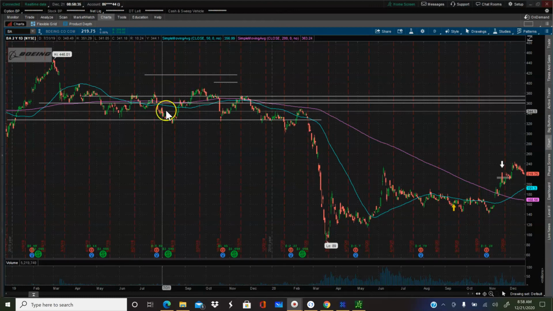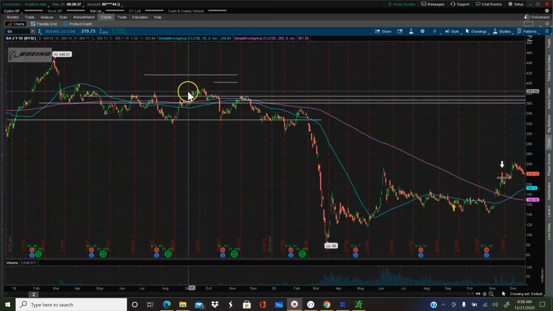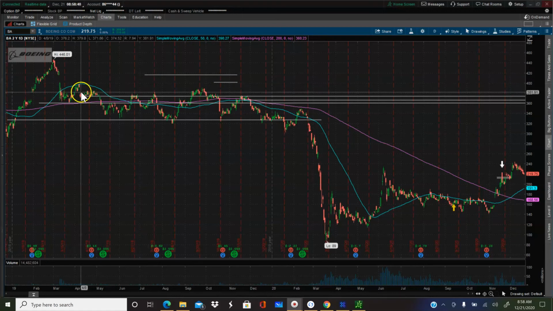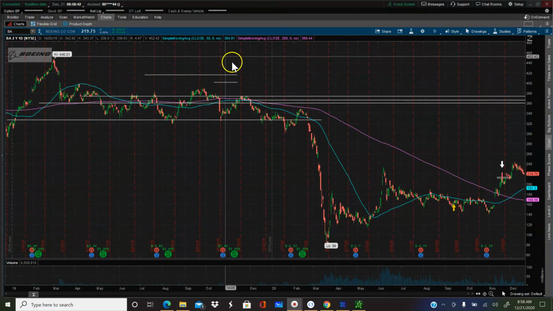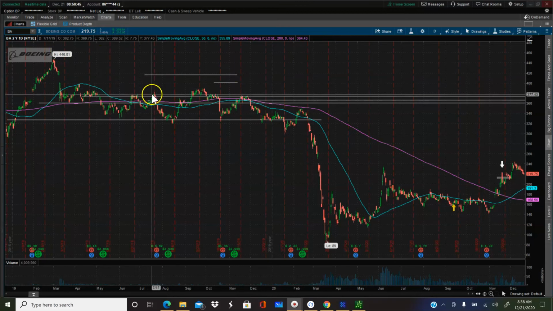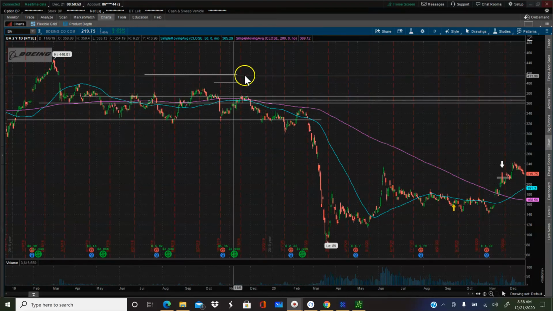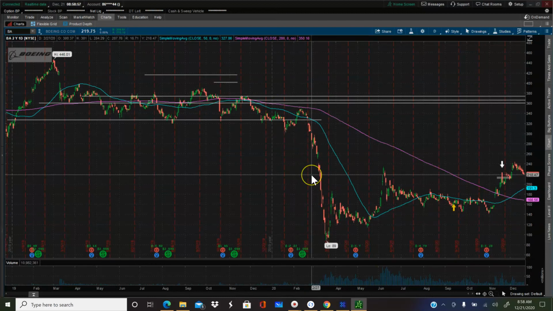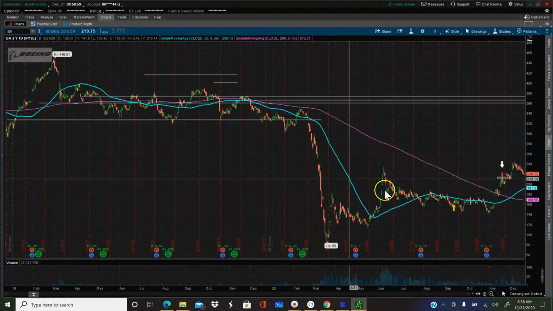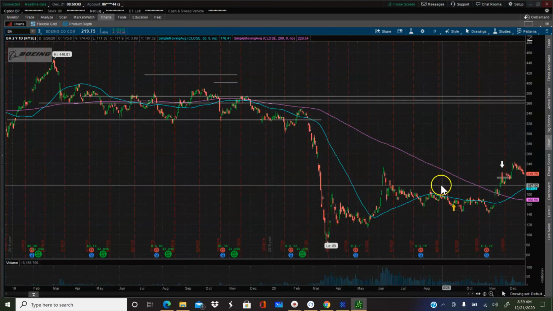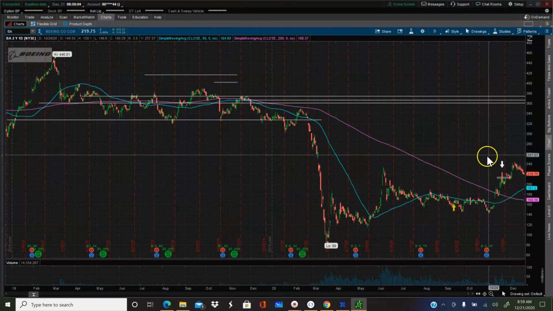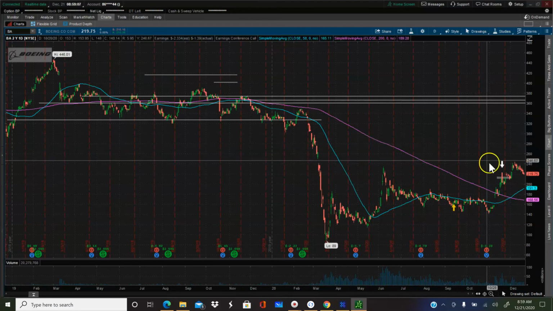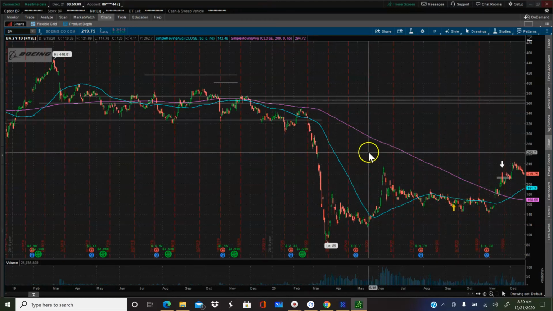Showing you on this Boeing chart, this is a daily chart. Right here we have the distribution phase. I already told you guys it's typically a long period of consolidation. And we know it's the distribution phase because after that we have the declining phase. And then right after this declining phase, it went right into another period of consolidation. So basically, it started the cycle all over again.